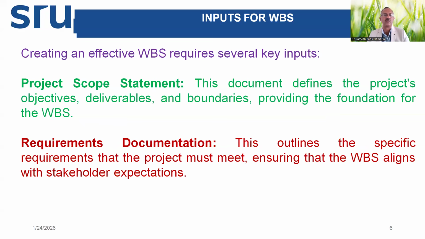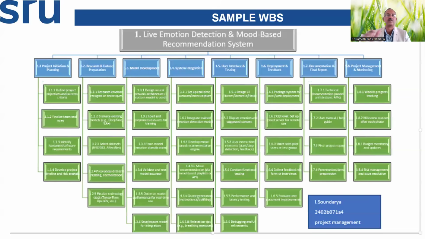Second input is requirements documentation. These documents outline the specific requirements that the project must meet, ensuring that the WBS is as per the expectations of the stakeholders, or at least in alignment with the stakeholders' expectations. This was the sample which we have seen. It shows you in a hierarchical manner. Top one is the main heading, then sub deliverables, then further components are divided under each subheading.